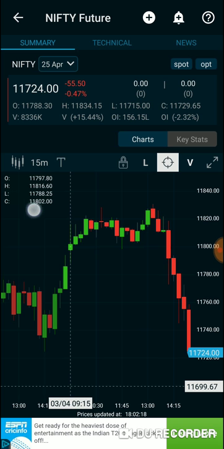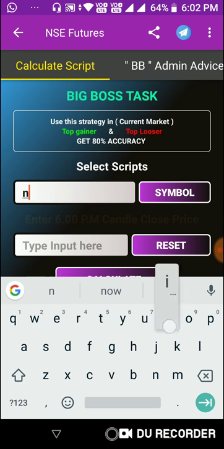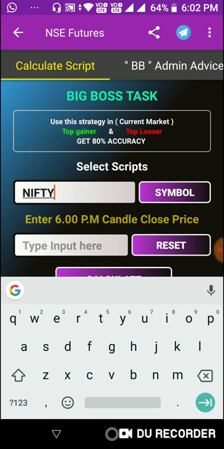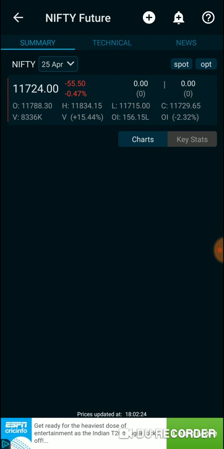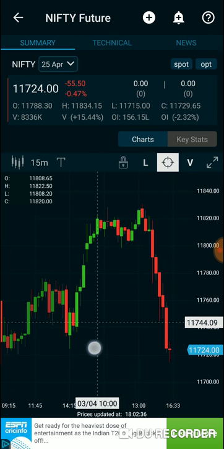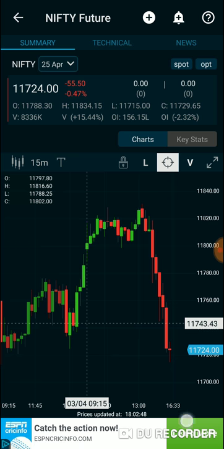Please ignore all other prices. You need to look only at the closing price. So the closing price for today is 11,802. Take this input and go to BIGBOSS, type here Nifty, and enter 11,802. Is that correct? Make sure one more time, because the input is a very important point. You need to enter the input very clearly without any mistake, so that you will get a very good level to go for an entry. So 11,802, I just confirmed.